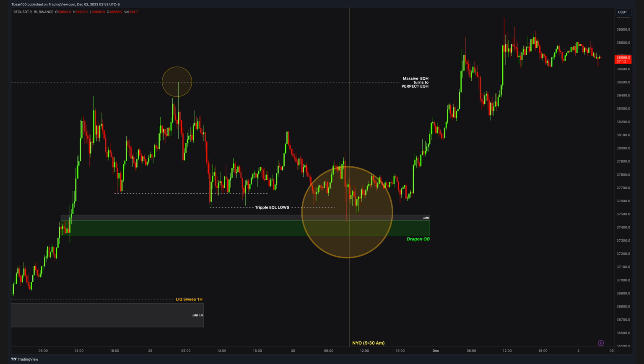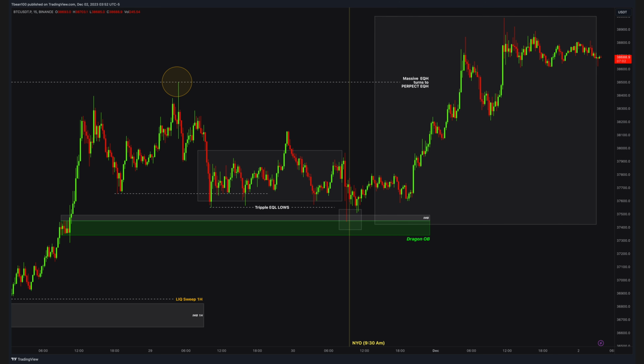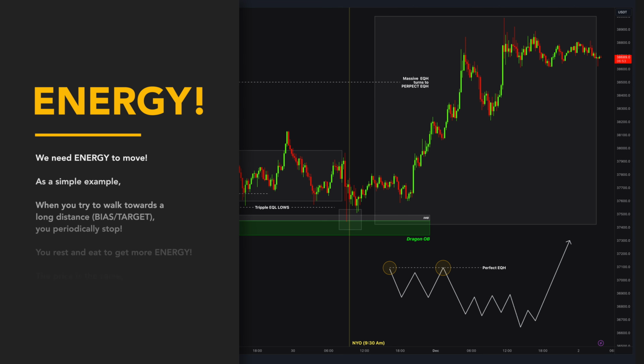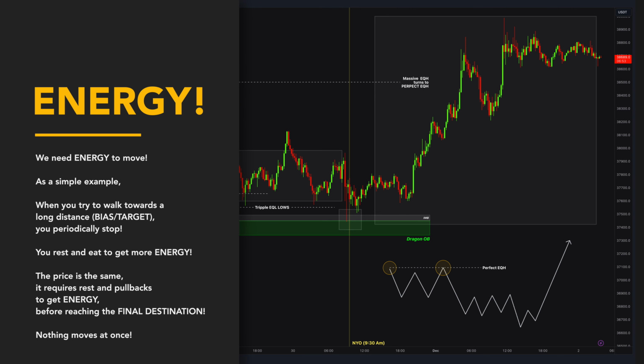Right here, right around the New York Open at 9:30 a.m., we have the most amazing structure, the power of 3. Let me explain. We have this giant equal highs above, right? We have the main bias. But we need the fuel to move there. Remember, everything in the universe requires energy.